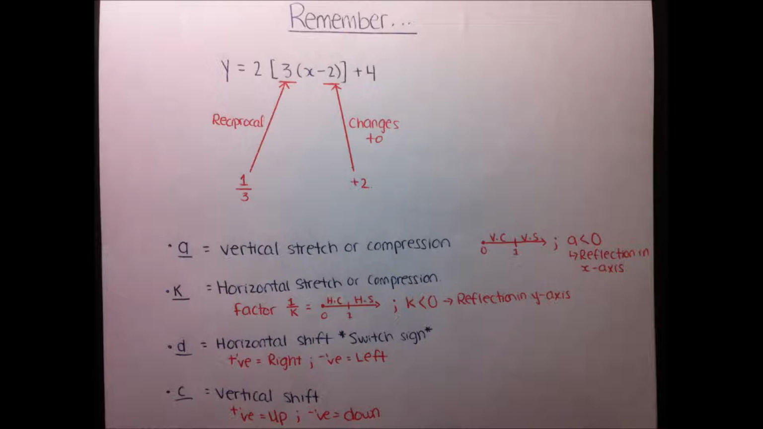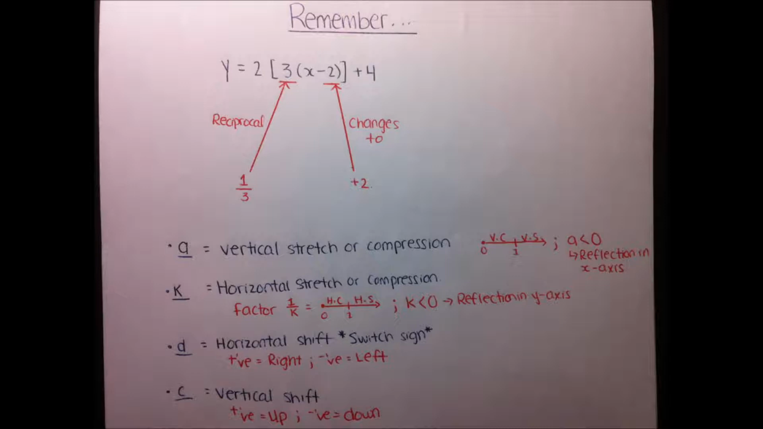Something you need to remember for this unit is that everything that applies to horizontal transformations is always the opposite. So for k, you would use the reciprocal or the factor, and for d, you would use the opposite sign. In this case, k equals 3, so you would actually use 1 over 3, and d is negative 2, so you would change the sign to positive 2.